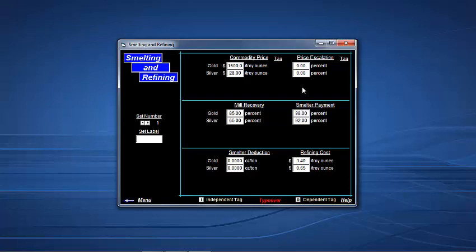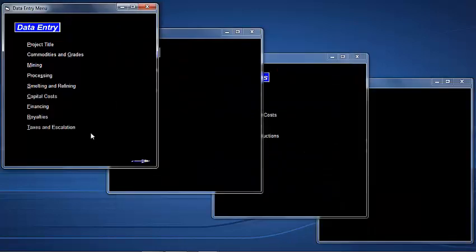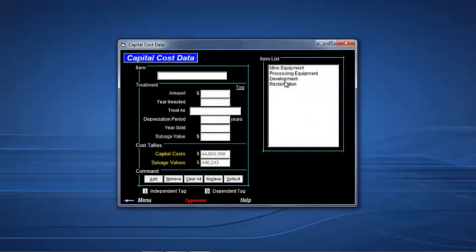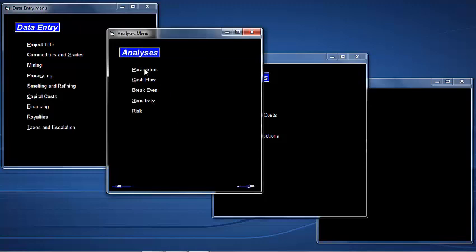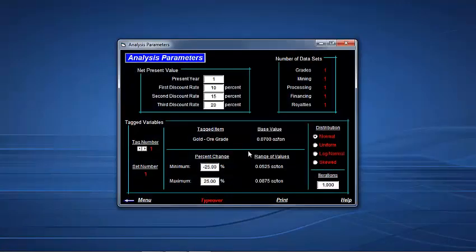We'll also take the gold price and independently vary that. And let's take a look at our development cost as well and tag that for analyses. So let's go up to the parameter screen, and here's where we define the type of analyses we want to do.